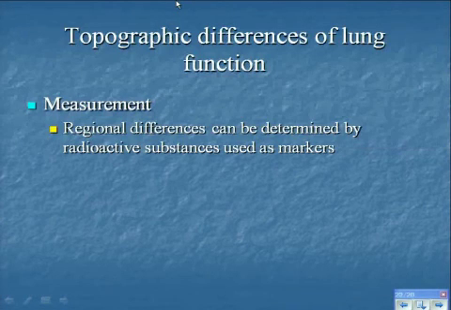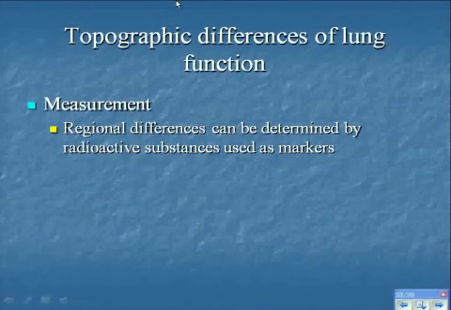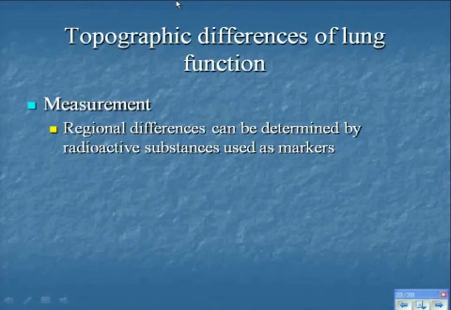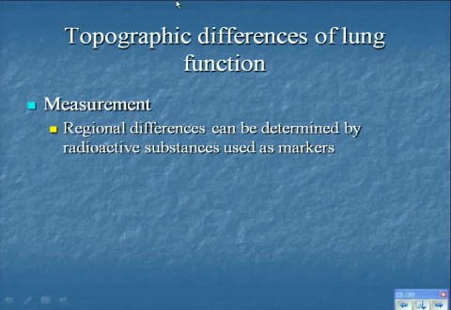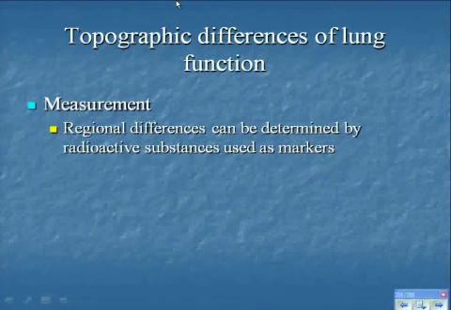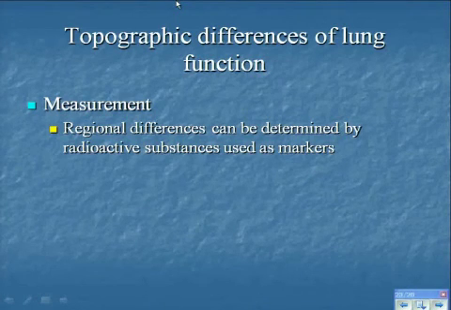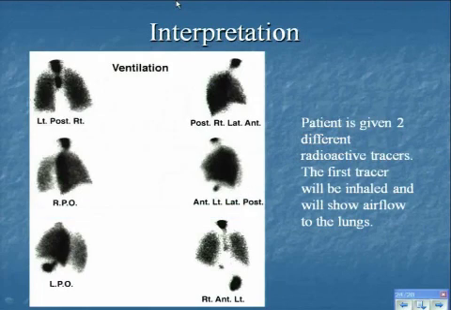There are also topographic differences to the lung function. This is important for things like VQ, and also important for determining if you have PEs, pulmonary emboli. So you can usually use radioactive substances as markers. This is a typical VQ scan. What we do is we get the person to breathe in radioactive material in a ventilatory pattern, and that's not really absorbed. And then you look at that scan.